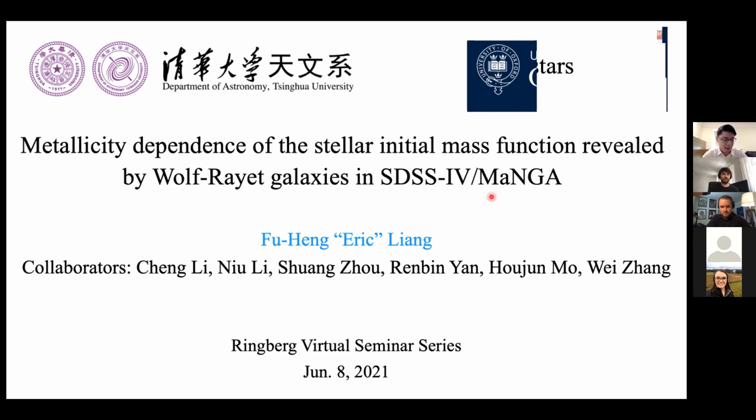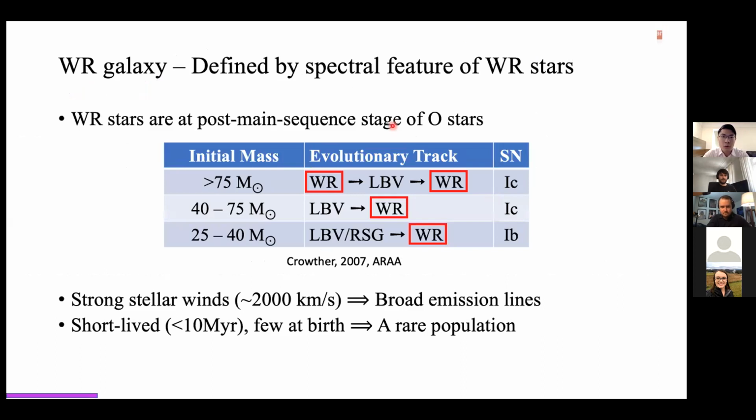So let's get started. First of all, what are WR galaxies? They are simply defined by their spectral feature of Wolf-Rayet stars. Then what are Wolf-Rayet stars? Wolf-Rayet stars are basically at the post-main sequence stage of stars. As you can see quite clearly from this table, all stars with initial masses higher than 25 solar masses will go through Wolf-Rayet phases later on after their main sequence and finally explode as type 2 supernovae.